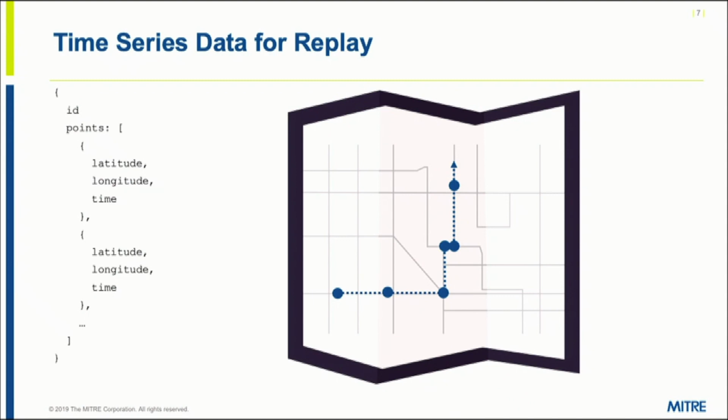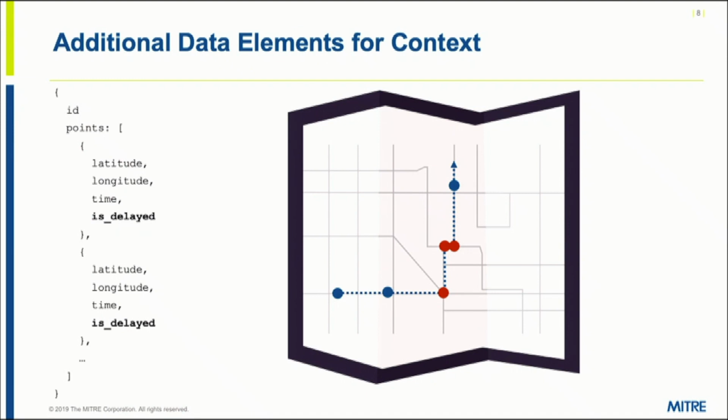So I'll step back for a moment and think about what we have. We have trajectory data, and if you have, in addition to your sequence of positions, a timestamp associated with those positions, we can replay that. If there's other attributes of interest, let's show that as well to complement the story.